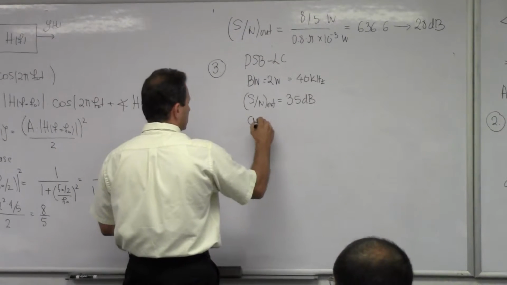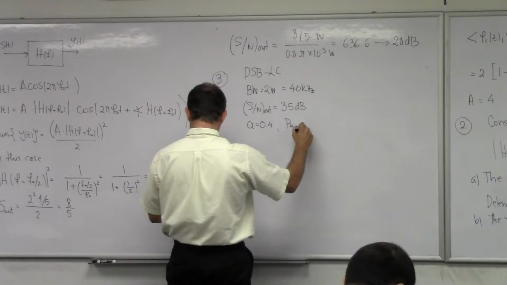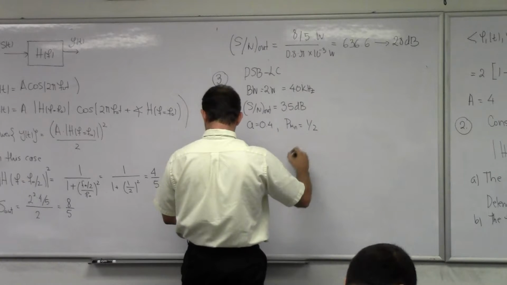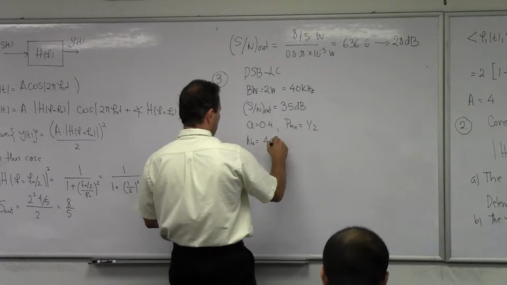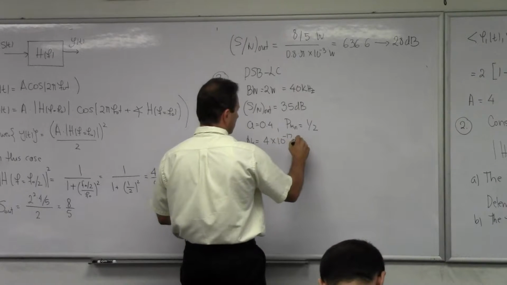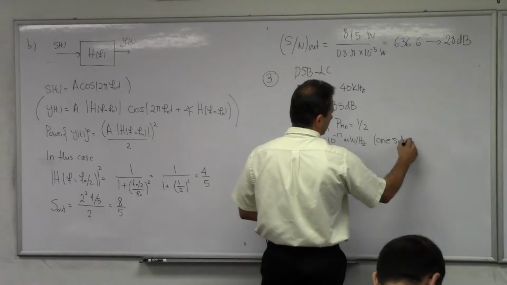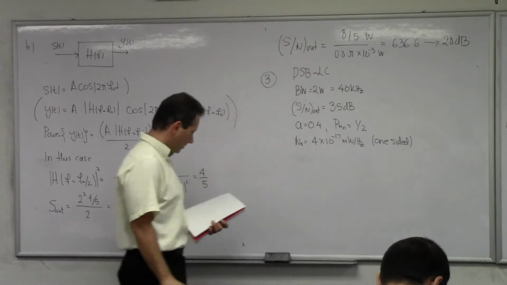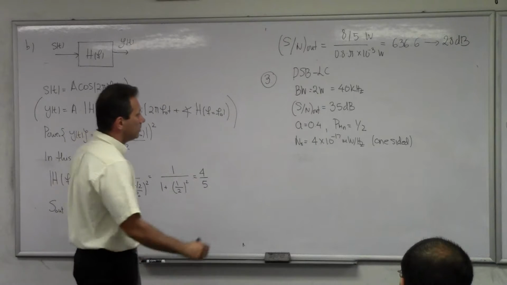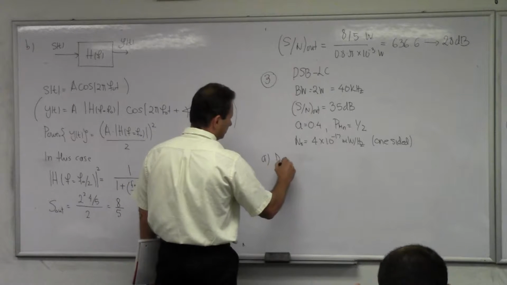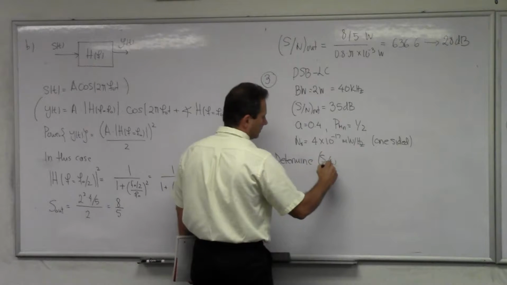The modulation index A is equal to 0.4. Power of the message normalized is 1/2. And the power spectral density of noise is 4 times 10 to the minus 17 milliwatts per hertz. This is one-sided, right? That's why I gave it as N0. It says determine the required signal to noise ratio of the input. So determine signal to noise ratio at the input.